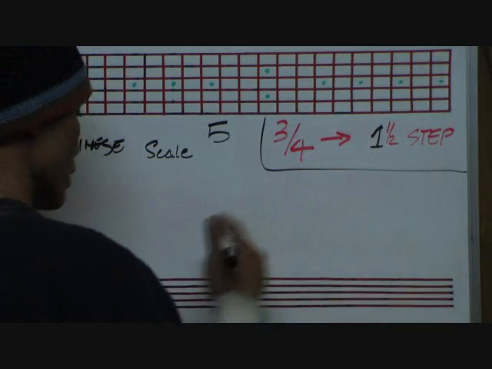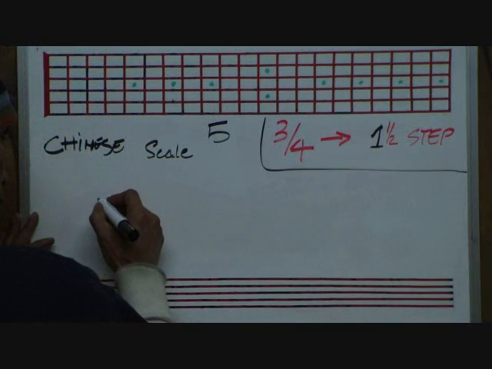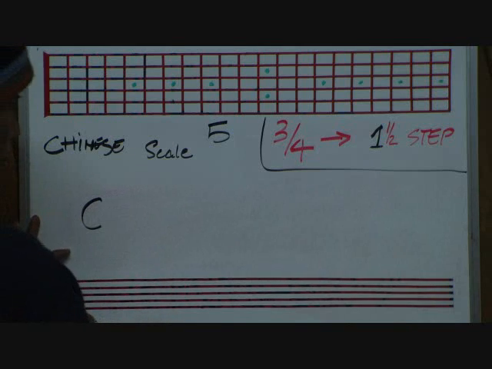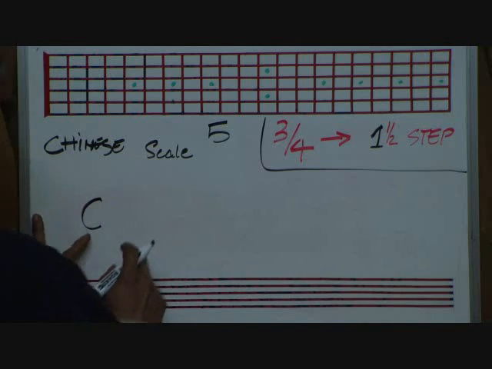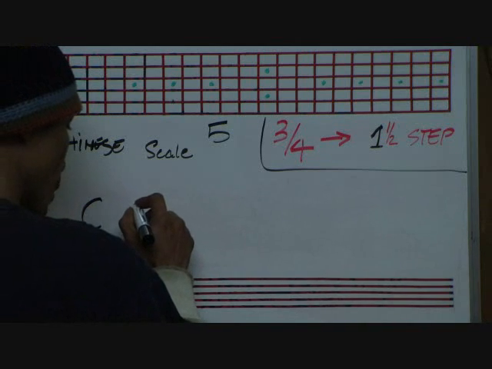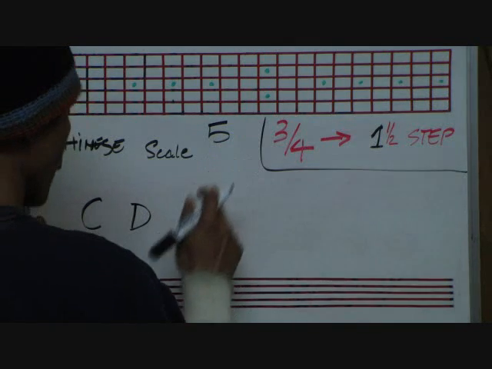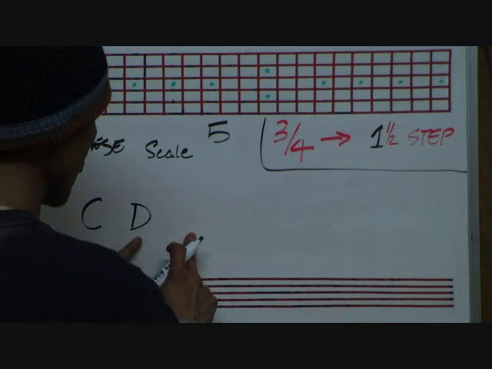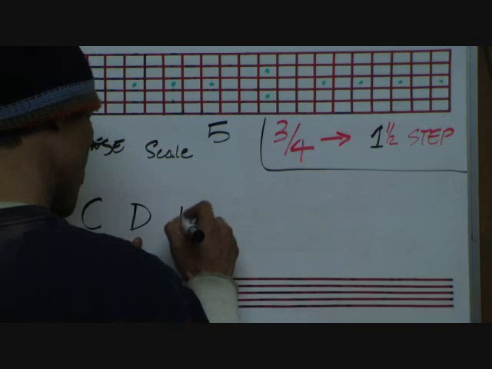Apply it to the 12 keys. Let's start with the C. Okay, right now the C is the first. From the first to the second is a whole step, so D according to the formula. From the second to the third, another whole step, so it's an E.